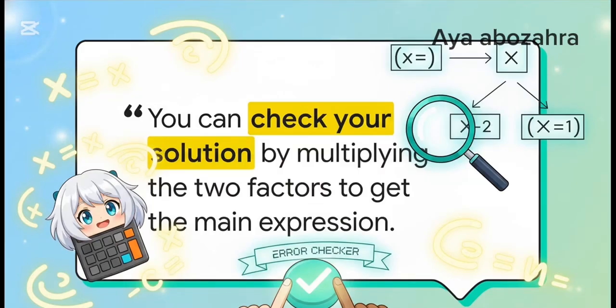And here's the best part, the real superpower this skill gives you. You can always check your own work. You never have to wonder if you got it right. Just multiply your factors back together. If you end up with what you started with, you nailed it. You are in complete control.